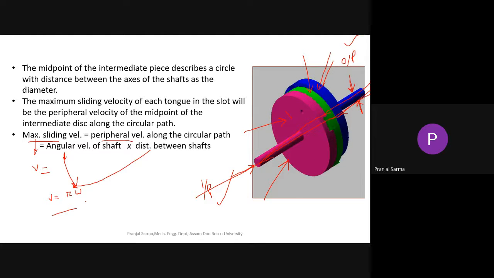So now you have understood how Oldham's coupling works, how it connects two shafts whose axes are parallel but at a certain distance apart. Just let me know whether you have understood or not.